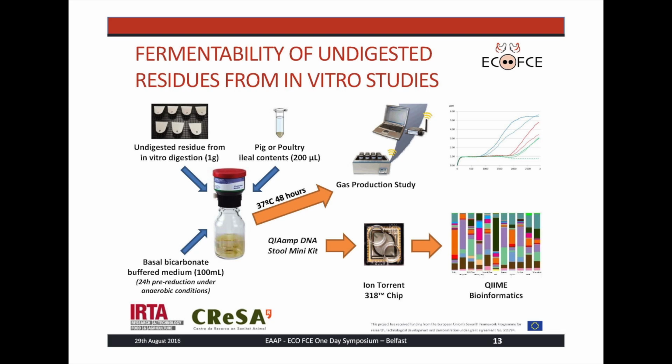So what we did is to take the undigested residue, with the 1 gram, and we incubated that in a basal medium without glucose or without nitrogen, together with either pig or poultry ileal contents. I mean the pig residues with pig contents and the poultry residues with poultry contents. So we incubated that for 48 hours and measured the increase in pressure inside the bottle, and we recorded the pressure as a measurement of gas production or fermentation.